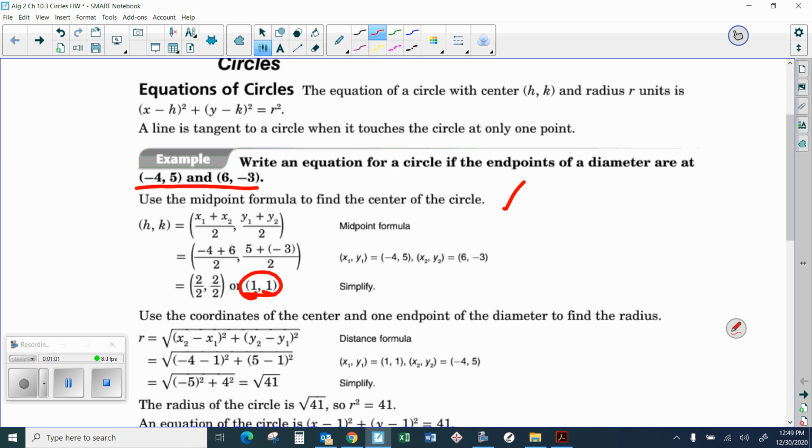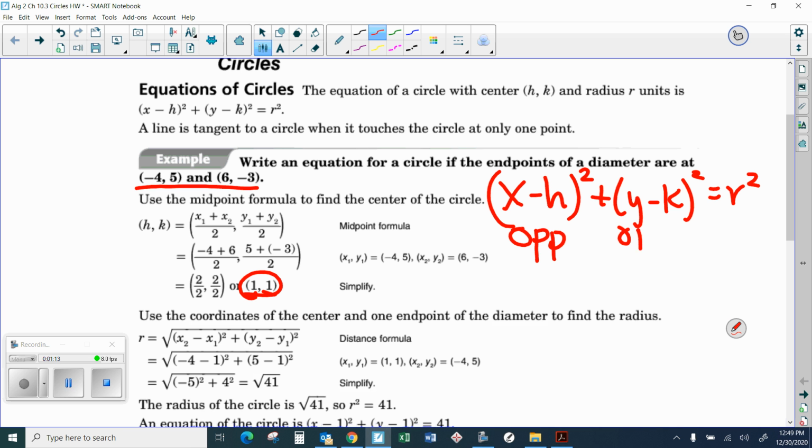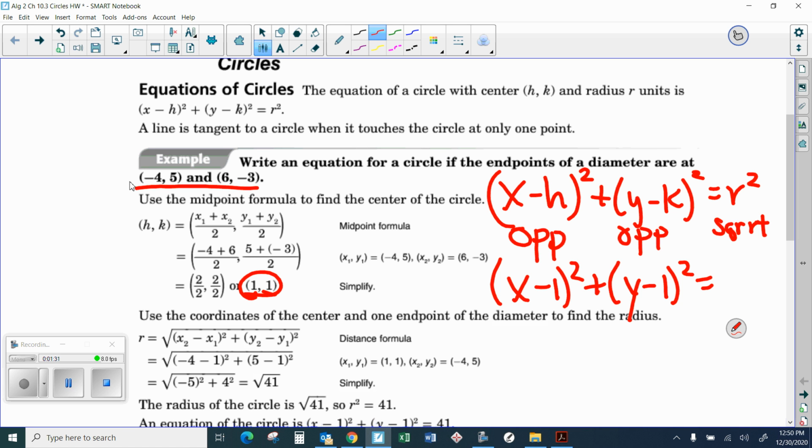Remember, the general equation of a circle is (x minus h) quantity squared, plus (y minus k) quantity squared equals r squared. And you should remember opposites and square roots. We pounded this into you in geometry class. Get the center and the radius of the circle. Well, now we're plugging it back in. So the opposite of 1 is negative 1. Opposite of 1 is negative 1. So the center goes on the left side, and now we've got to find the radius and square it.